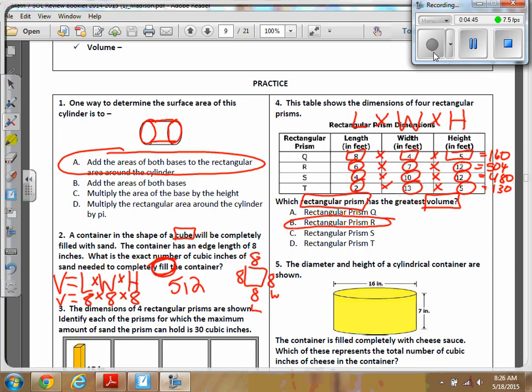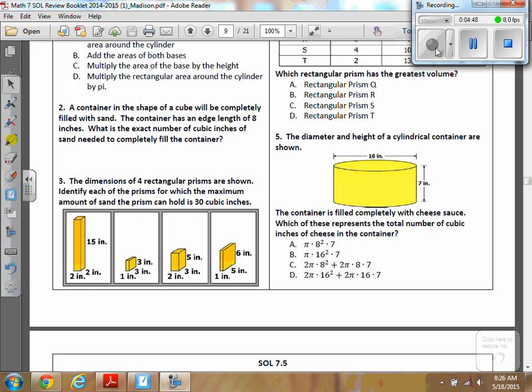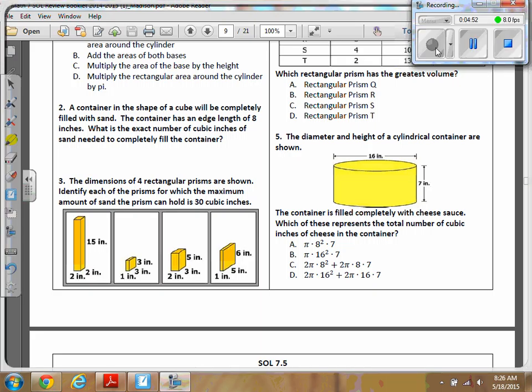So the answer would be B, rectangular prism R. All right, looking at number 3, the dimensions of 4 rectangular prisms are shown. So we know that they're rectangular prisms.